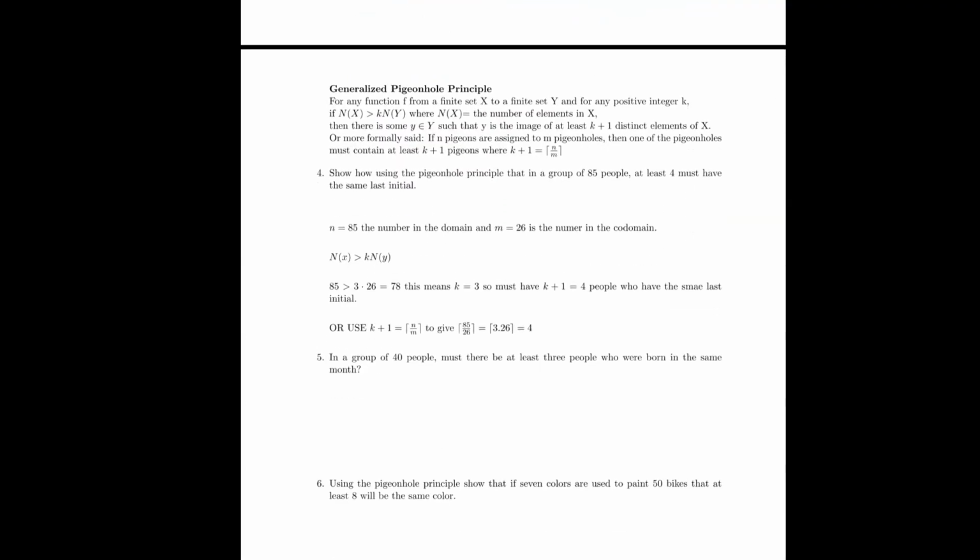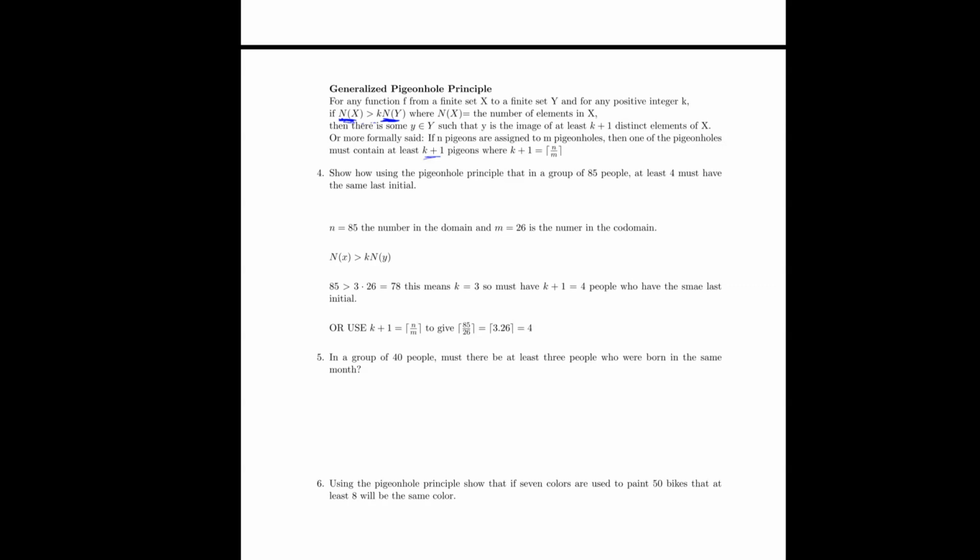All right, so let's generalize this. The number in X would be the number in the domain, and the number in Y would be the number in the codomain, or the number in the range, right? So here's the number K. If the number in X is bigger than K times the number in Y, then there will be K plus 1 elements of X that go into a Y. So they're going to be like K plus 1 pigeons, right, going into the holes.